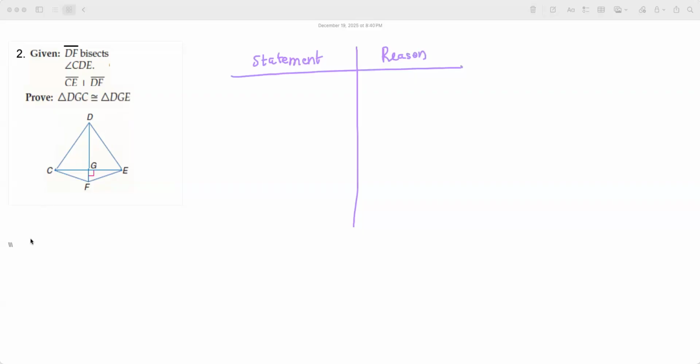Can we start? Guys, DF bisects CDE. DF bisects CDE. That means this is equal to this. CE... where is it? I think CE is perpendicular to DF. CE is perpendicular to DF. Okay, great. Prove DGC is congruent to DGE. You want to take it forward, guys?